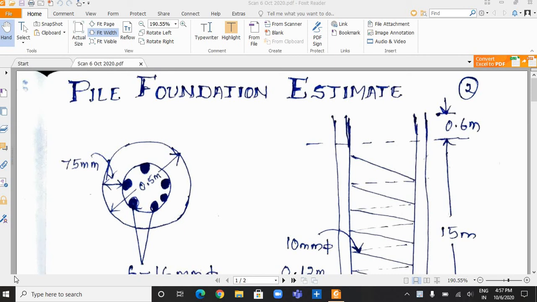Hello students, in today's lecture video we shall discuss the estimate of pile foundation. Students, pile foundations are generally provided in soil having low bearing capacity. And pile foundations are available in different shapes, but generally it is preferred to provide circular shape pile foundation.